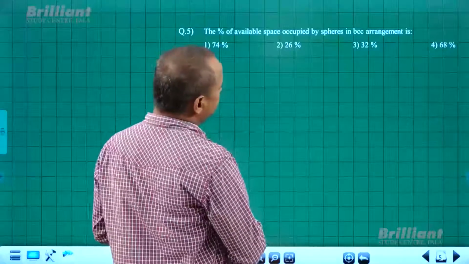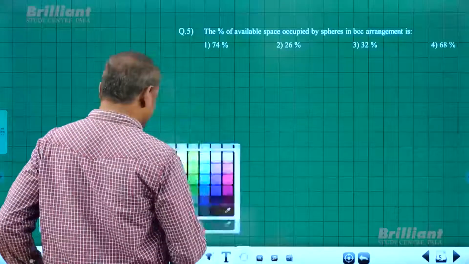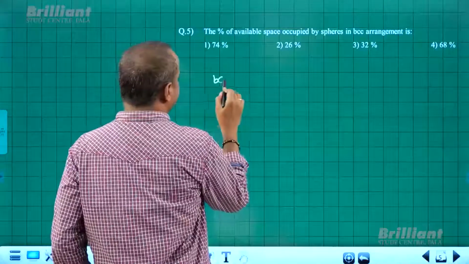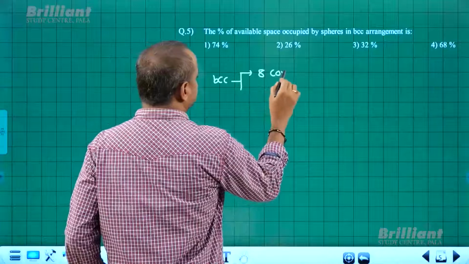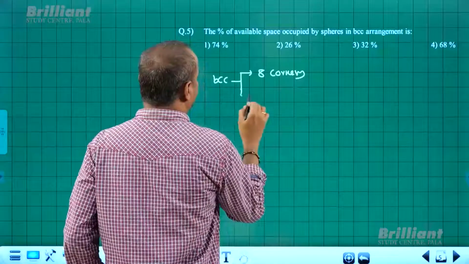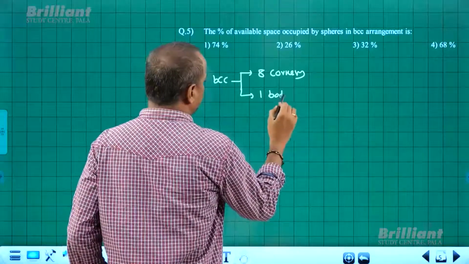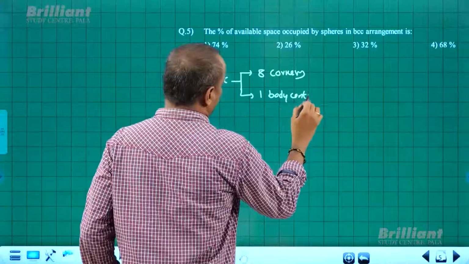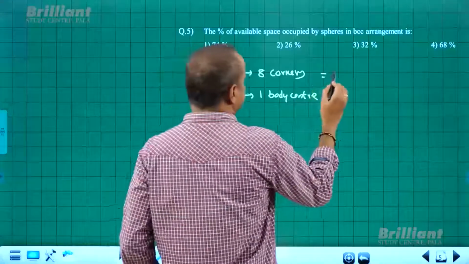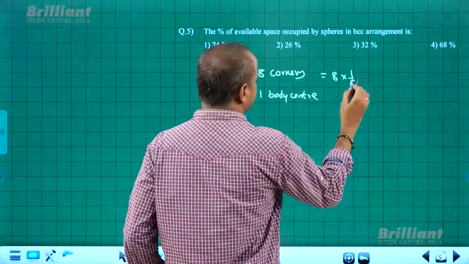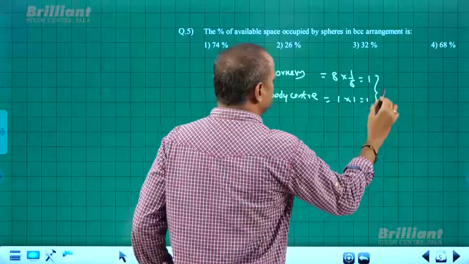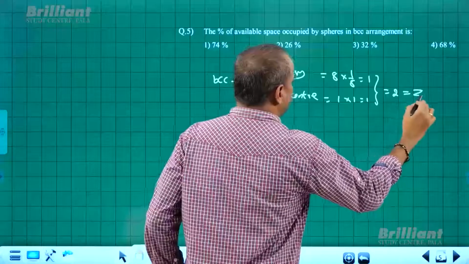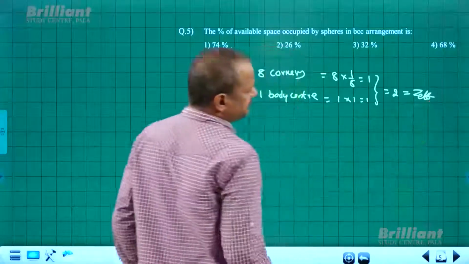Percentage of available space in the BCC element. BCC means 8 corners and one body center. 8 corners, 8 into 1 by 8, is 1. One body center, 1 into 1, is 1. Total value 2 is called the effective number, or Z effective number.